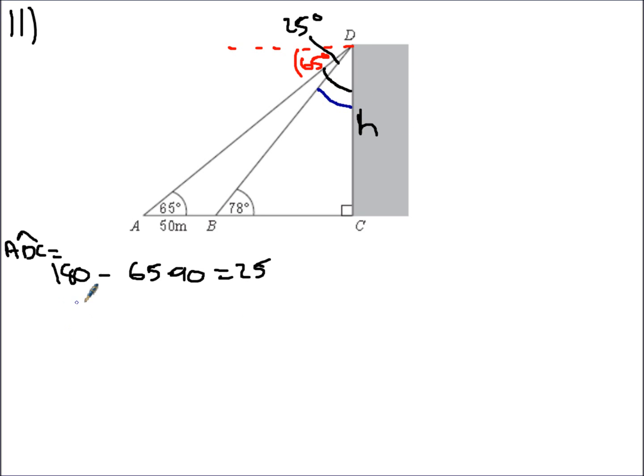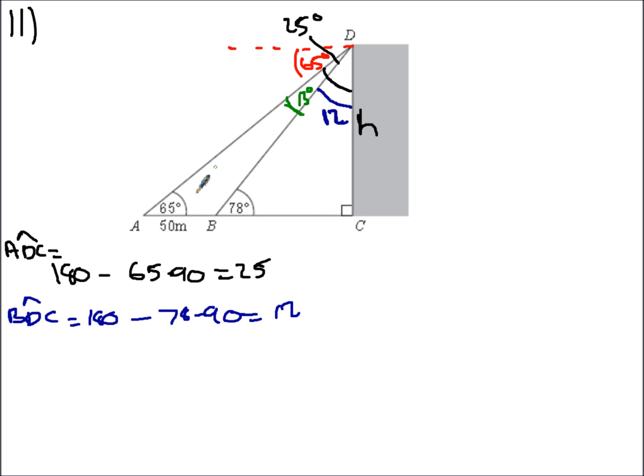So we're going to work out BDC, which again is 180, take away 78 and take away 90. That gives you 12. So we've got 12 degrees in there. We can then work out that this angle in here has got to be 13 degrees, because it's 25 overall. And then we start trying to consider how we could work out H.